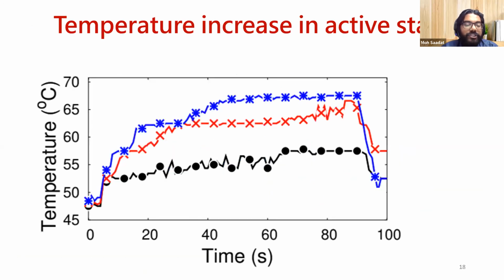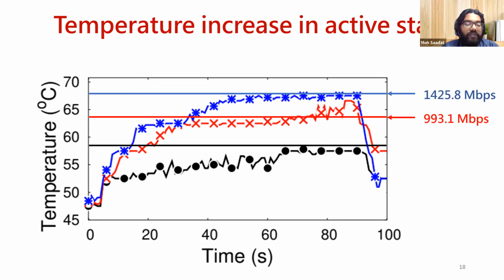While we have seen the temperature remains steady in the 47-48 degrees region in the idle powered on state, it keeps increasing with data transfer before plateauing off at a higher temperature. The higher value at which the temperature plateaus off increases with average throughput.